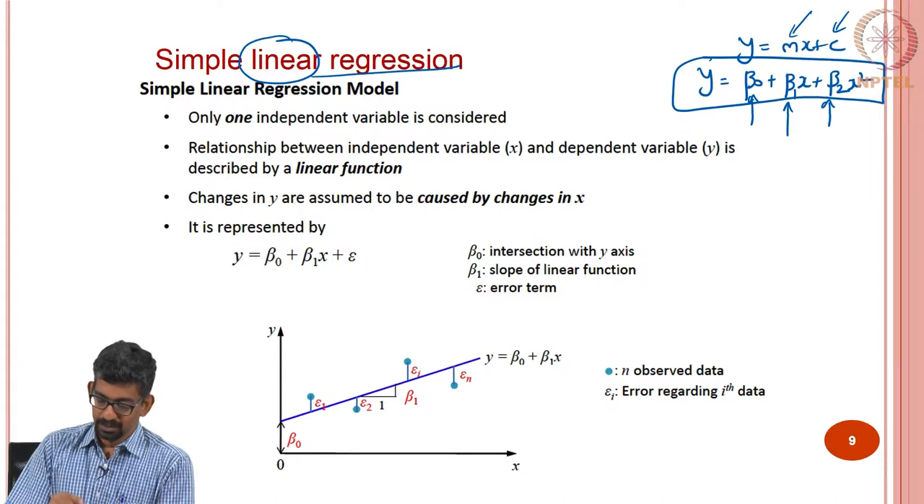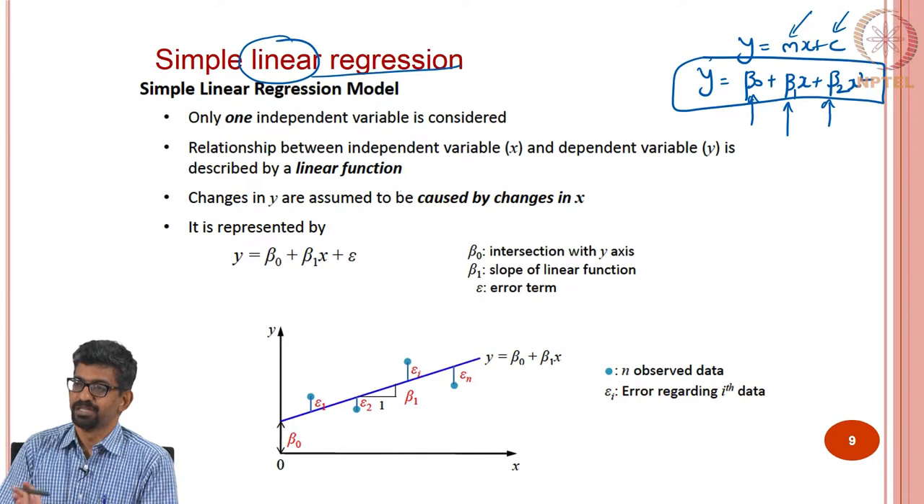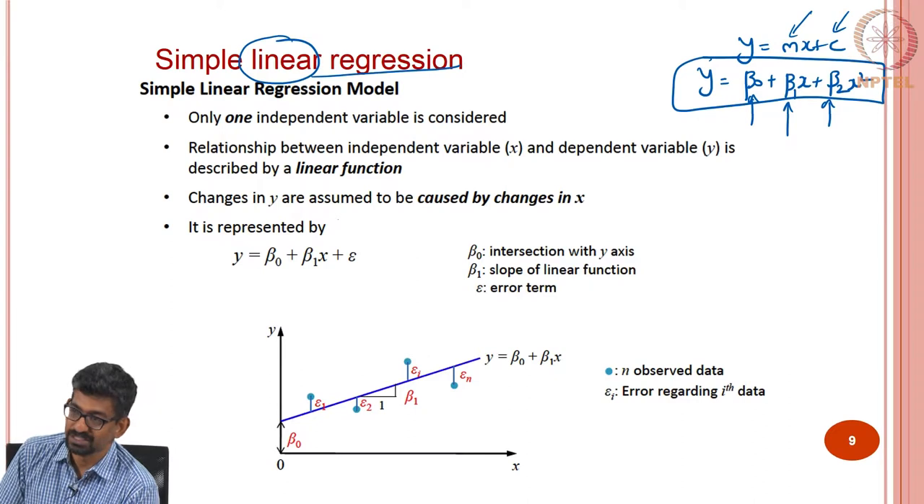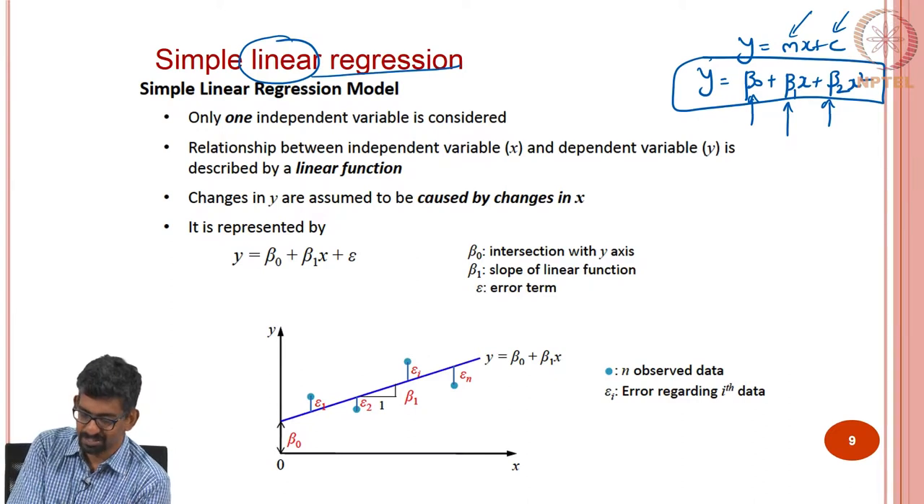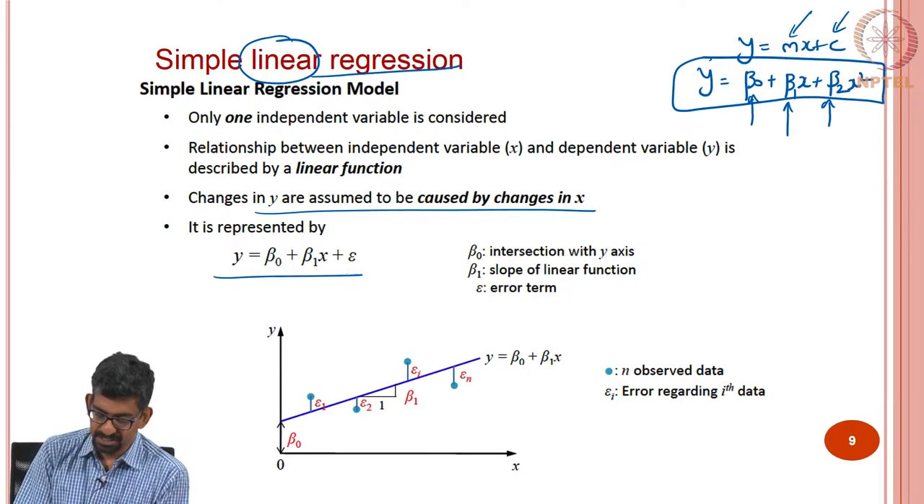Okay. Anyway, in this particular case, we are considering only one independent variable. The relationship between the dependent and the independent variable is linear in nature. The changes in y are assumed to be caused by changes in x. That is the basic assumption, right. So, now, you represent this as beta naught plus beta 1 x, or if you want, c plus mx, that is what we are looking at.